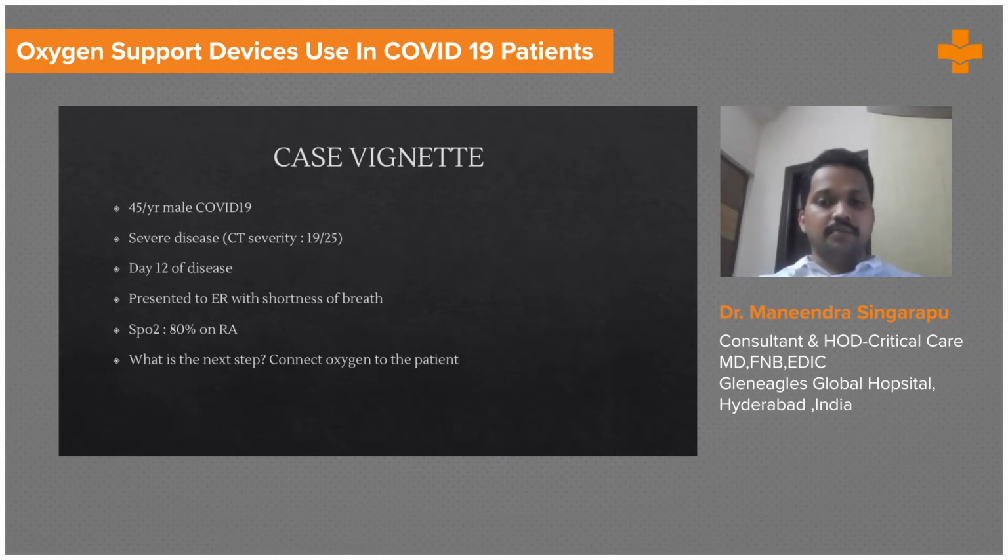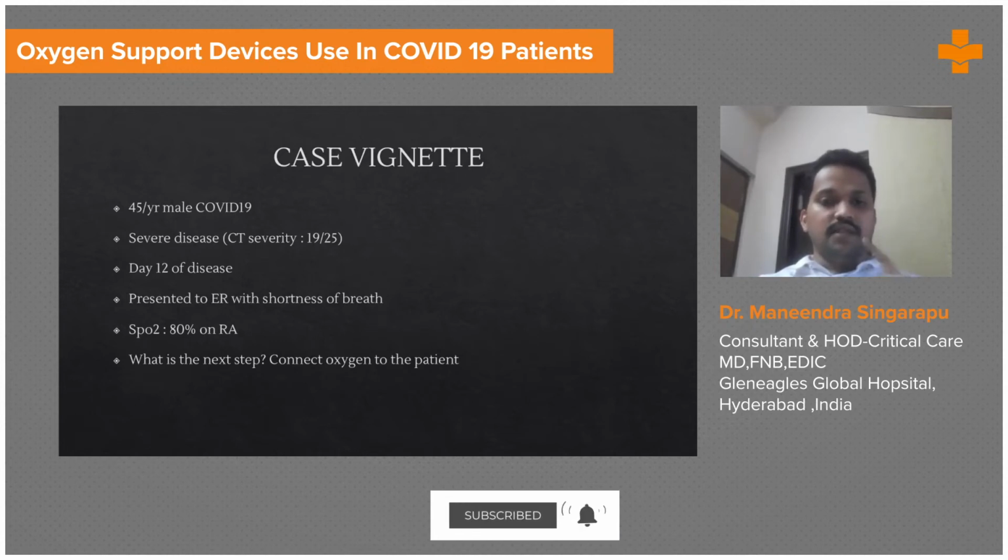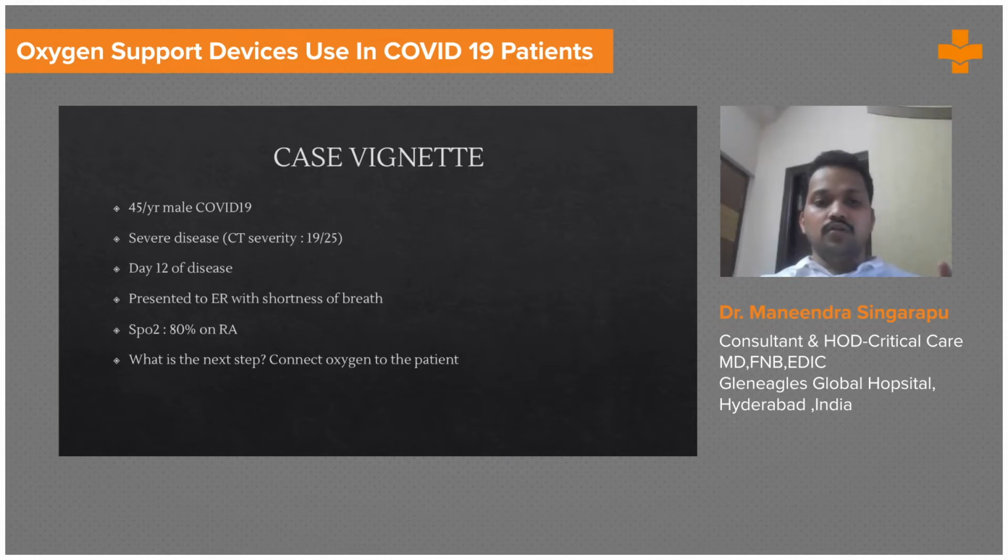The patient presents to the emergency department with shortness of breath, with a saturation of 80% on room air. Saturation, I think now even your smartphones are showing it, so I'm not going to explain anything about it. It is the oxygen percentage, which can be seen on the pulse oximeter. So a severe disease patient comes to your emergency room with a saturation of 80%. No prizes for guessing what the next step is. Obviously, you need to connect oxygen to the patient.